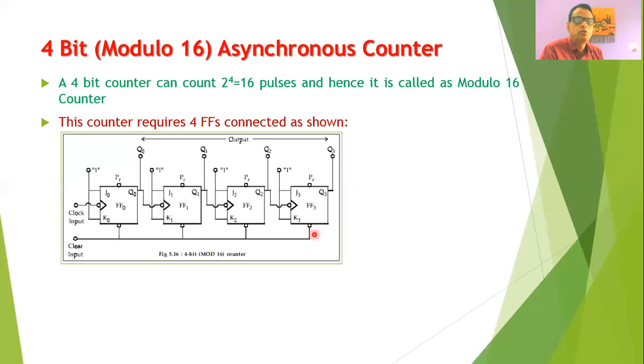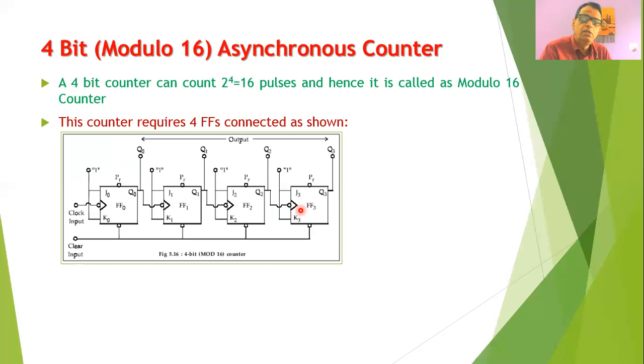Also, one can easily observe that whenever you want to construct a down counter, you need to connect the preset terminals together, and you need to apply 0 to the preset input so that the initial output of the counter will be set to 1, 1, 1, 1. And then you can count in the downward direction. For counting downward, instead of connecting Q0, you connect Q0 bar to the clock input of FF1, Q1 bar to the clock input of FF2, and Q2 bar to the clock input of FF3. So these changes you need to make whenever you want to construct a down counter.